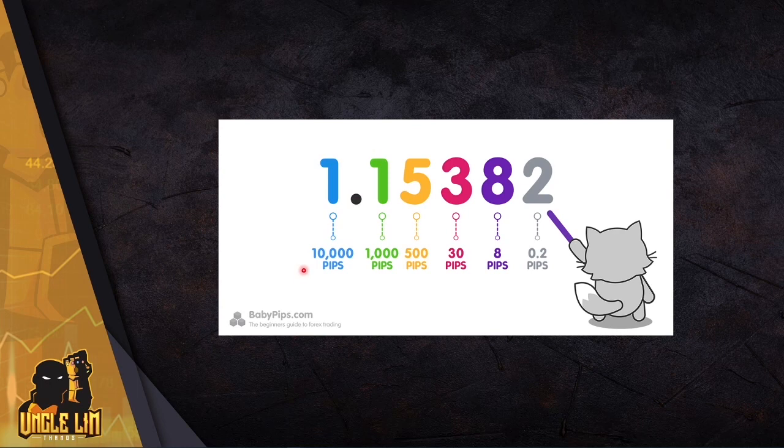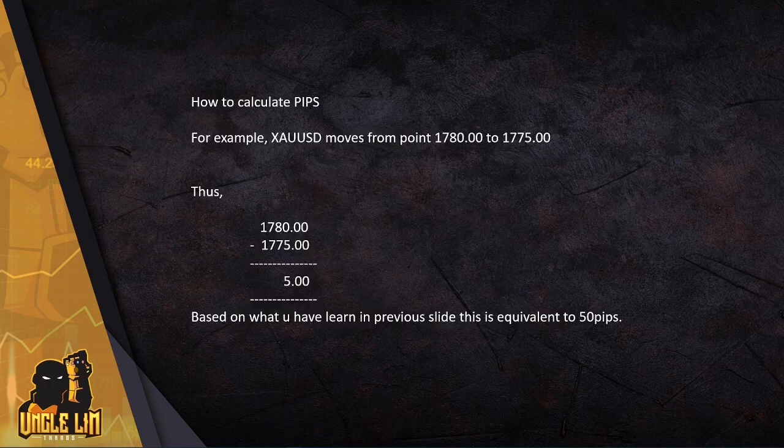So it starts with point of pips and then pips, tenth, hundredth, thousands, and then tens of thousands of pips. This is a very important thing you need to know before you can calculate pips. Okay, so now how to calculate pips? Uncle already set an example.